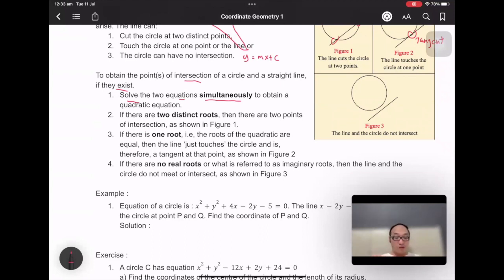After that, we can determine the number of solutions. If there are two distinct roots, they have two intersection points. If they have only one root, it's a tangent. And if there is no real root, that means the discriminant is smaller than 0. If the case is number 2, you just need to solve the quadratic equation.